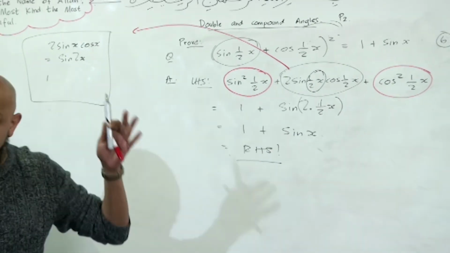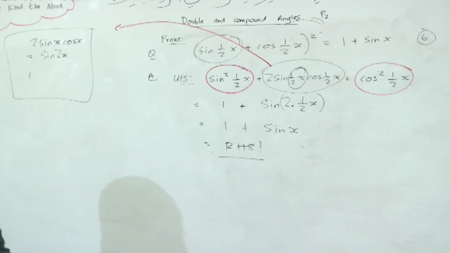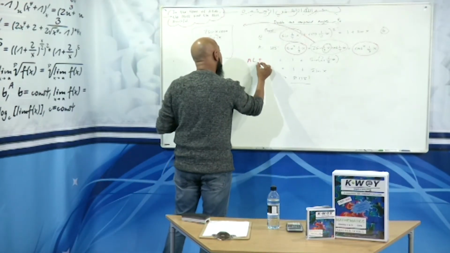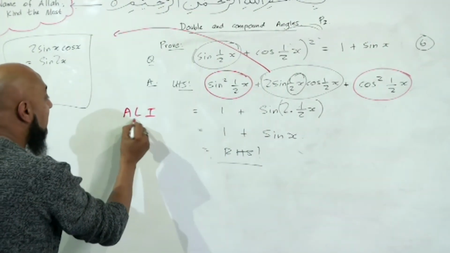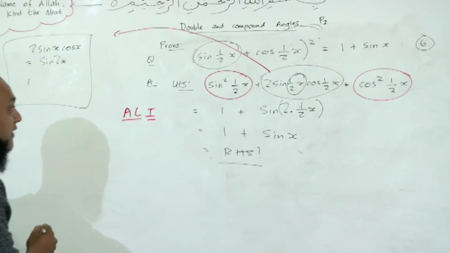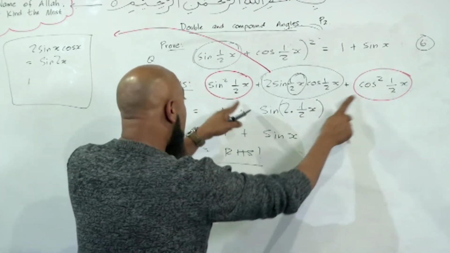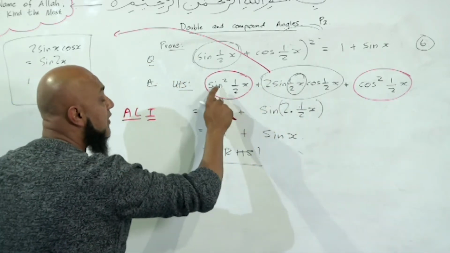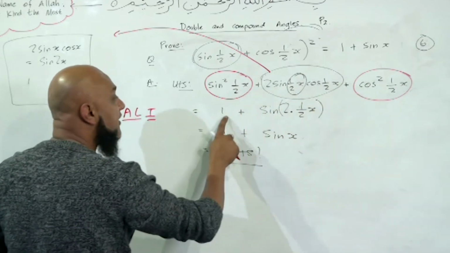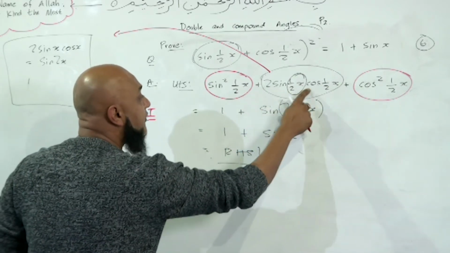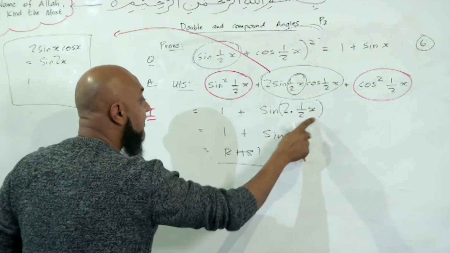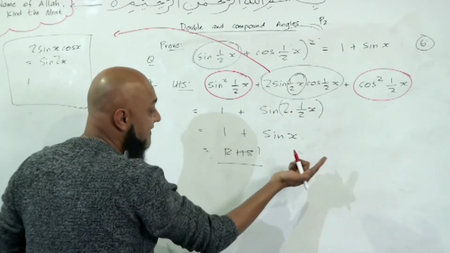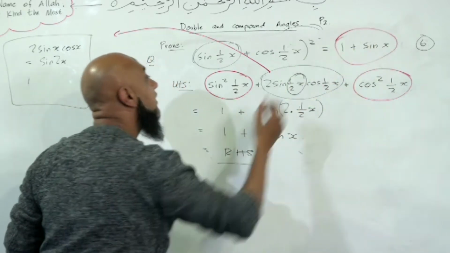We use our normal algebra, look for your identities. Remember I taught you guys the acronym ALI. It's done in 2 parts. Step number 1, algebra. Step number 2, identities. There's the algebra, there's the identity. Sine squared half x plus cos squared half x is 1. 2 sine half x cos half x is sine 2 times half x, and 2 times half is 1. So it's sine 1x, which is sine x, which is equal to your right hand side.